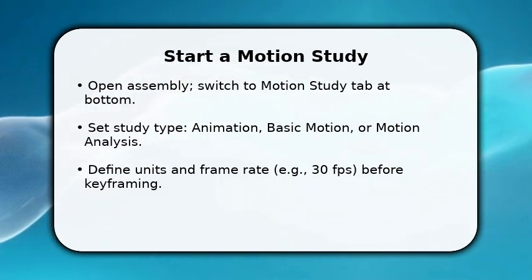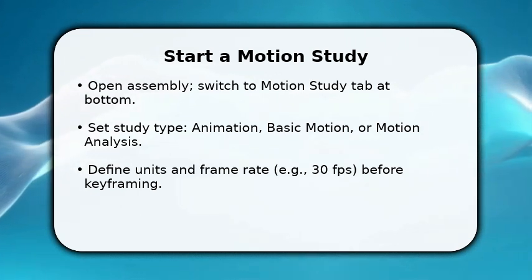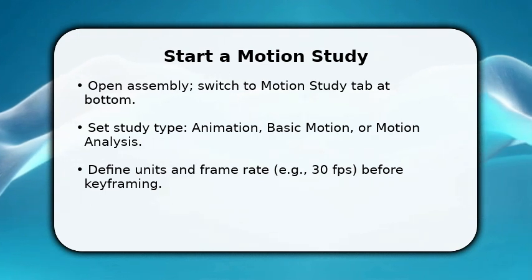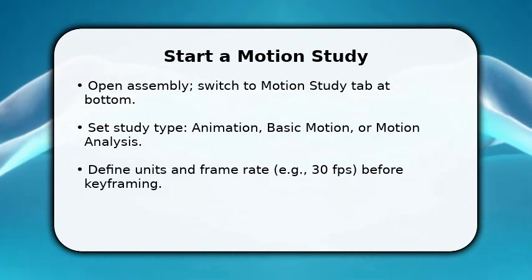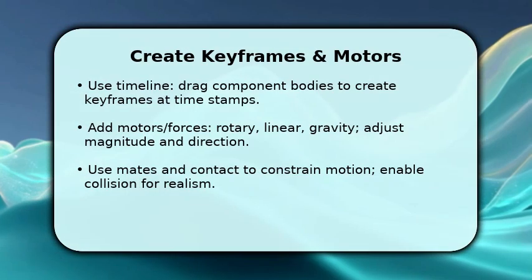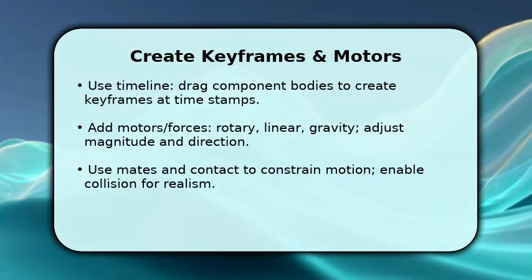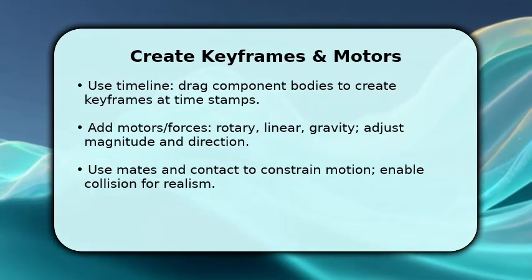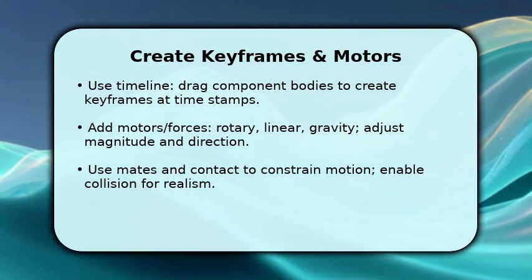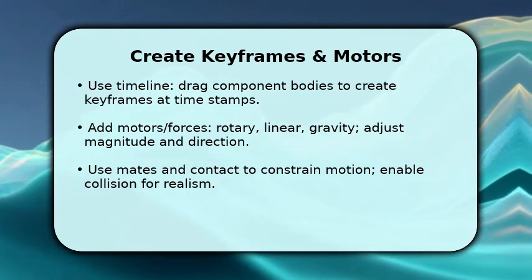Once done, insert components into the timeline and lock mates you won't animate. This prevents unexpected motion and gives you a stable baseline to build your first keyframes. Now you create motion. Scrub the timeline, move parts, and Solidworks will record keyframes automatically. That gives you control of position over time.